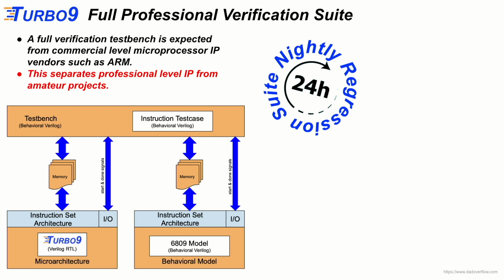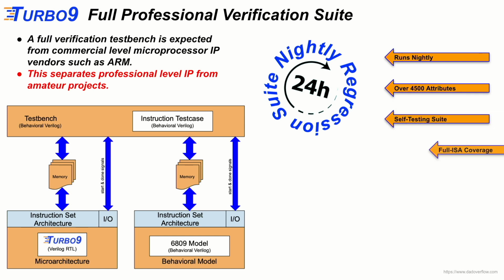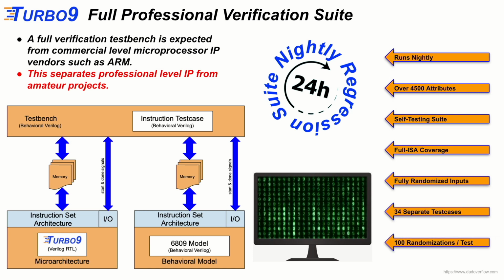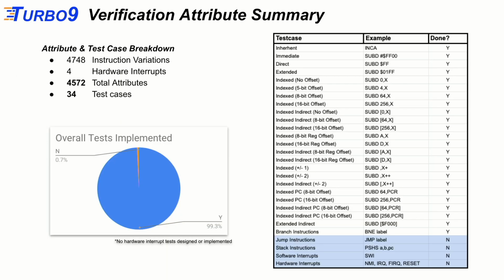Okay. We got 24-hour nightly regression. So that's still running, Mike? Actually, it's still running, and it fills up the disk. Yeah, it runs nightly, with fully randomized inputs. All right, and this is the attributes list. We've updated this since then, so we're pretty close on full coverage.